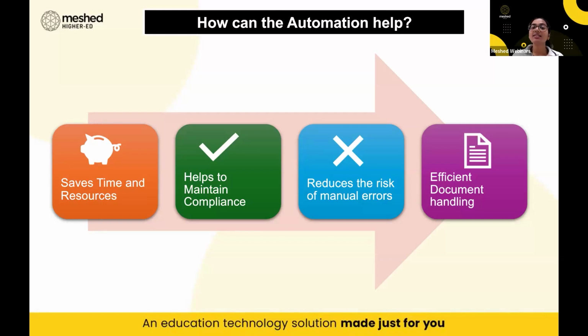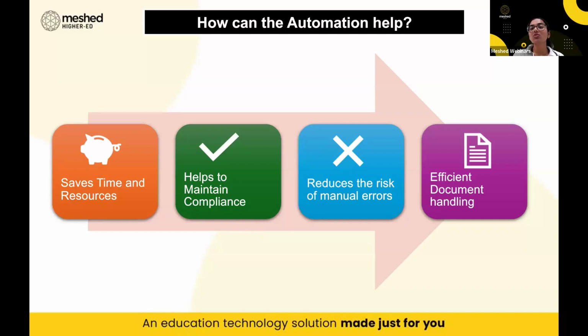Reduces the risk of manual errors. That's a third important point, or advantage, for this automation. When you're issuing these documents manually, there is a possibility that there could be some manual errors. You may miss out sending these documents to certain students, or the document could be mismanaged. But when the automation is doing the job for you, it's much easier because there are fewer possibilities for manual errors. And finally, we have more efficient document handling that the system can maintain itself.